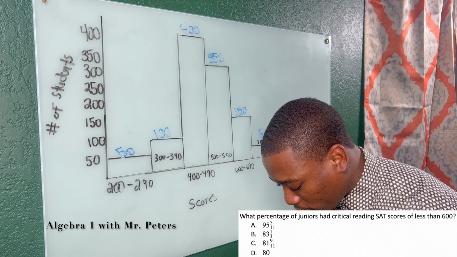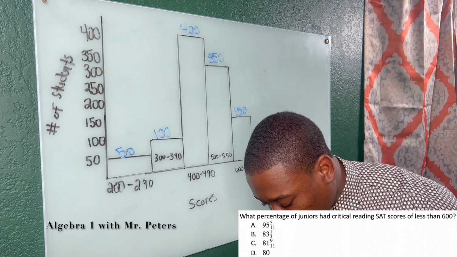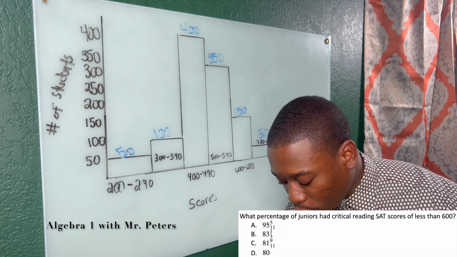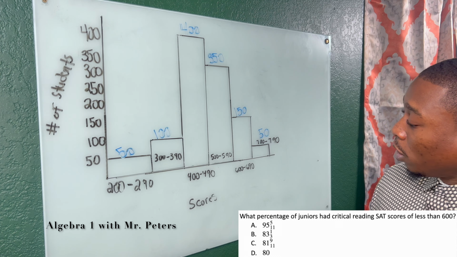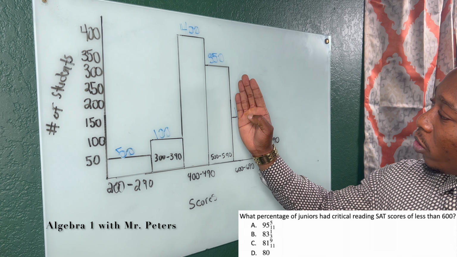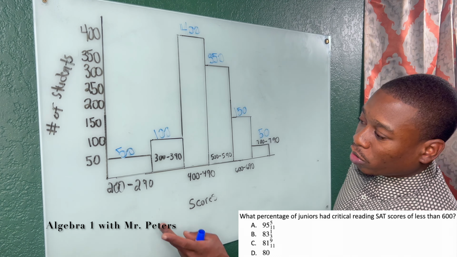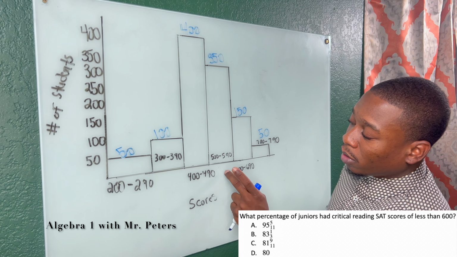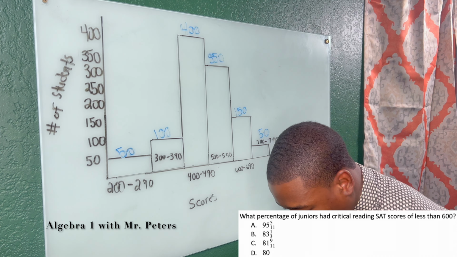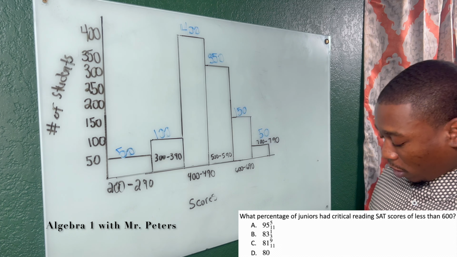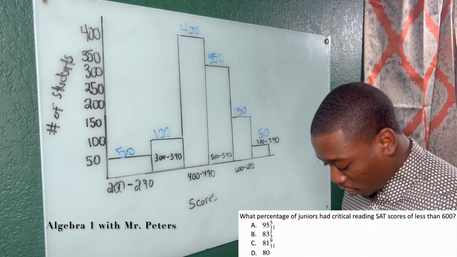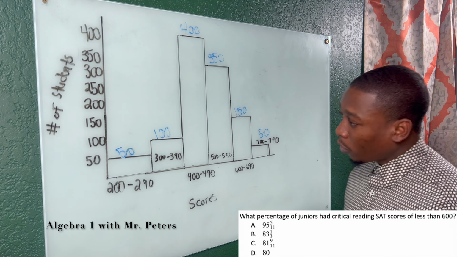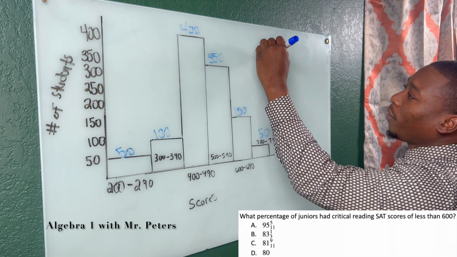Now the second question says, what percentage of juniors had critical reading scores less than 600? So all we're going to do is go right here and add our scores from 200 to 590. And once we do, let's see what we get. We're going to get 750, 850. I think that should be 900. All right. So now we have nine.